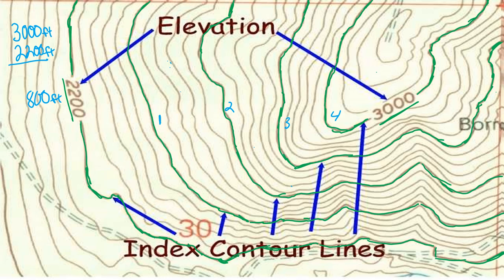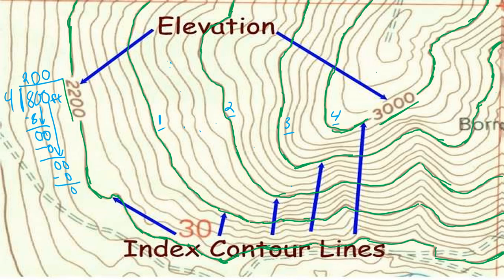Now, in between 3,000 and 2,200, we have a total of 1, 2, 3, 4 contour lines or contour indexes. And so, very simple math, we'll just divide this by 4. And so, this will go into 8 2 times, 0, bring down 0, 4 will go into 0, 0 times, bring down our 0, 4 will go into 0, 0 times. And that leaves us with index contours that increase by 200 feet each time. And so each index contour, if we add that in, this index contour would be 2,400.